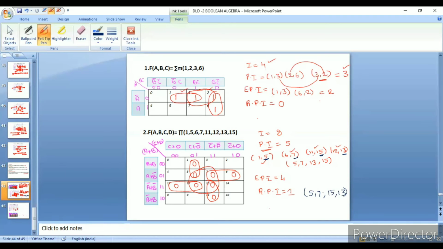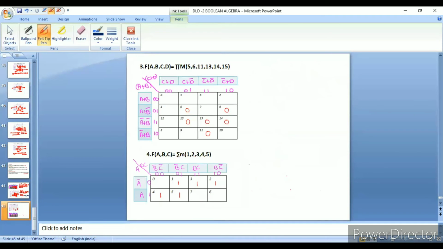That's it. Hope you understand now. Let us come to the third problem. Now it is very simple. So 1, 2, 3, 4, 5, 6. So implicants are 6. Then what are the prime implicants? That means all possible combinations.